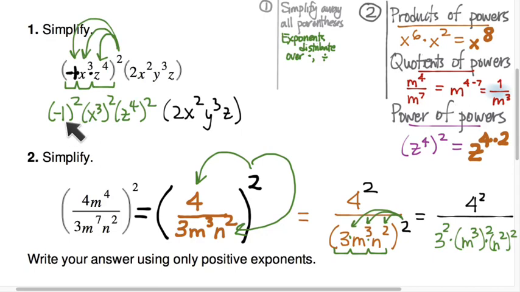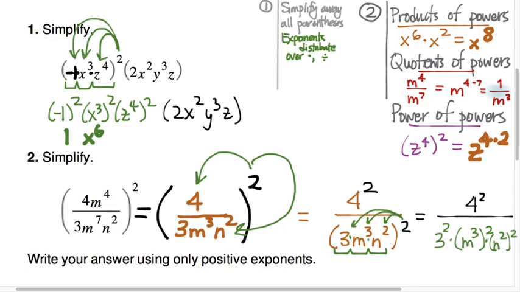First, let's worry about the constants. What's negative 1 in parentheses squared? That's just 1. Negative 1 times negative 1 gives me a positive 1. Now, following the order of operations, maybe I'll think about powers of powers first. X to the third raised to the second is going to give me how many x's? 6, because a power of a power leads to multiplying the exponents.